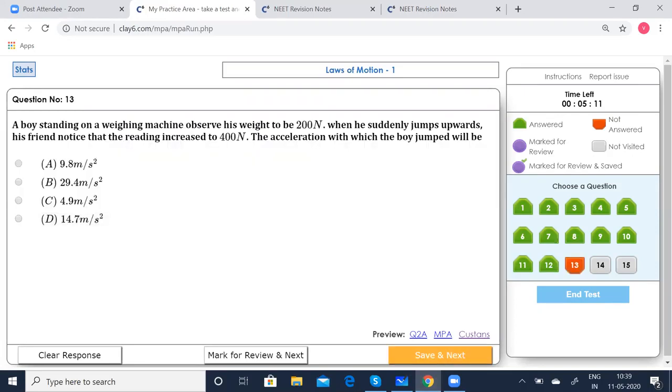A boy standing on a weighing machine observes his weight to be 200 newtons. When he suddenly jumps upwards, his friend notices that the reading increases to 400 newtons. The acceleration with which the boy jumped is what? Yeah, this is quite interesting.